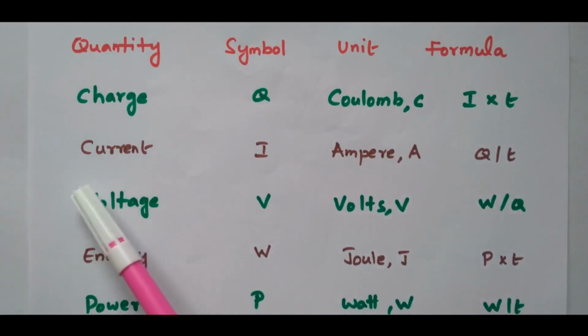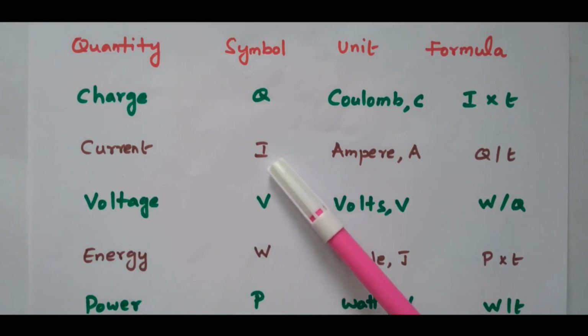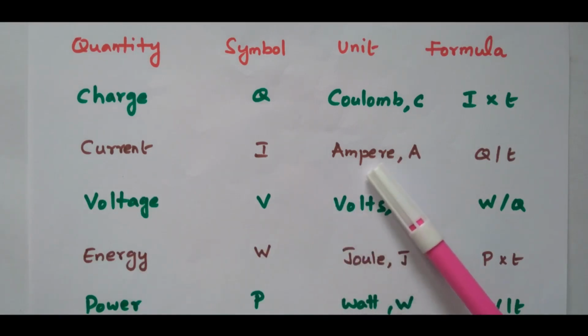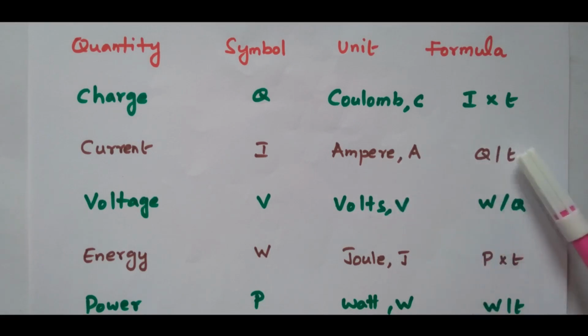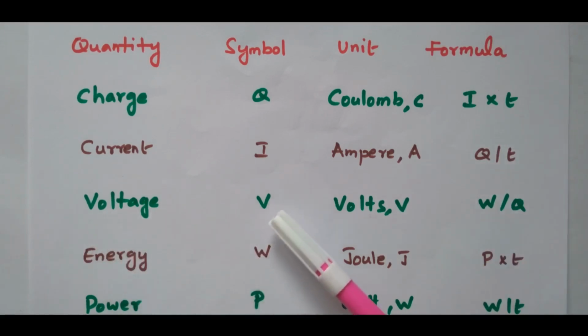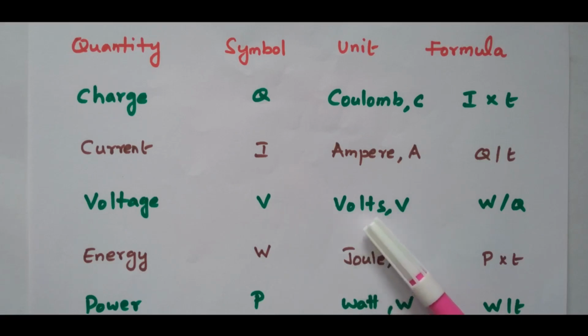Then next one is the current. The symbol is I. The unit is ampere, written as A. The formula is Q divided by T, charge divided by time. Third one, voltage. The symbol is V. The unit is volt, written as V. What is voltage? W by Q, work done by charge. W by Q.